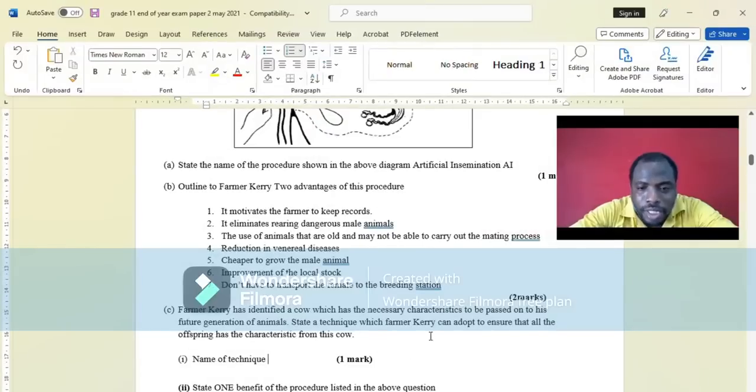Farmer Kerry has identified a cow which has the necessary characteristics to be passed on to his future generation of animals. State a technique which Farmer Kerry can adopt to ensure that all the offspring have the characteristics from this cow. Now, sometimes students make the mistake and think that this is also AI. No, we are talking about the female. So the technique that we're talking about is embryo transfer.